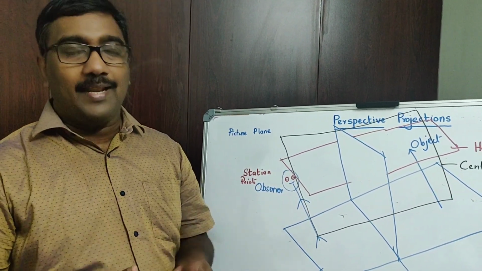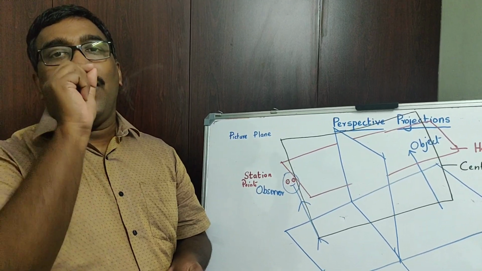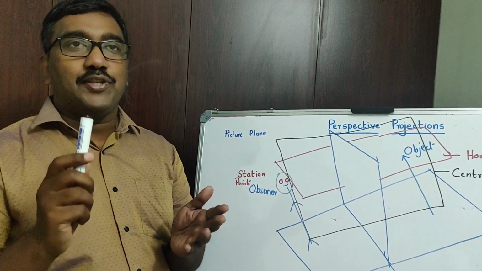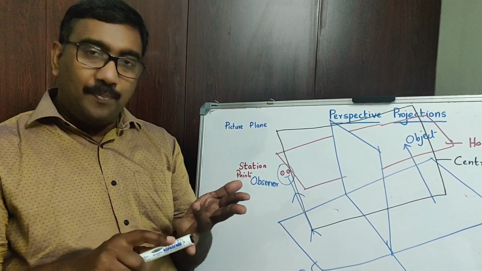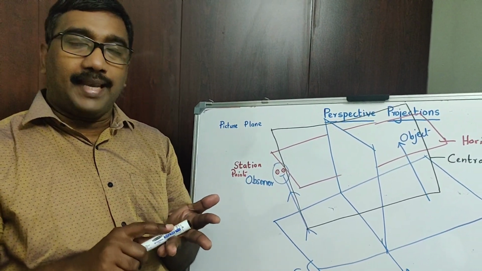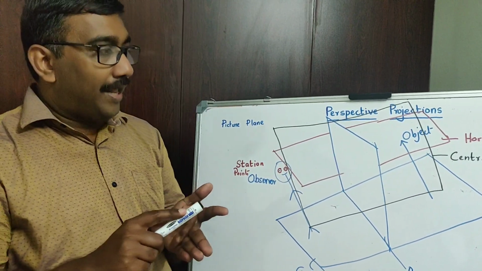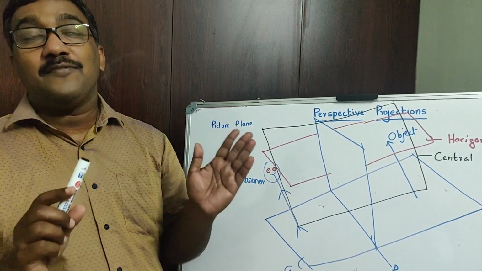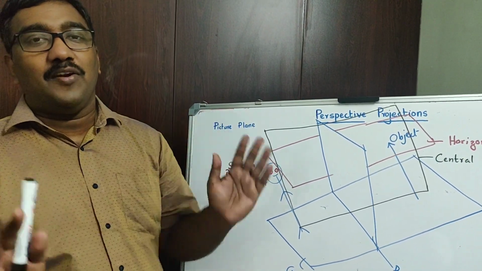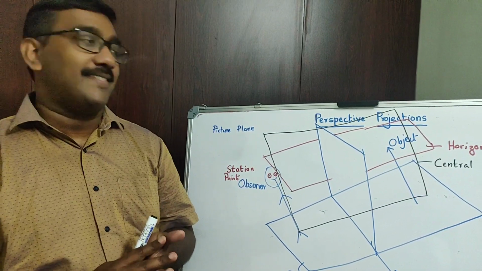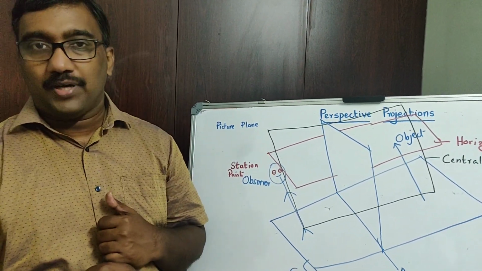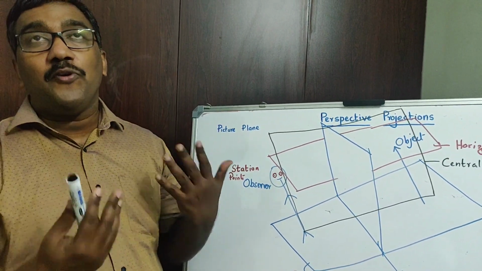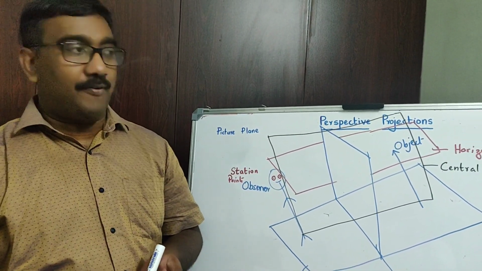Okay. Again, I repeat, when I have the position of the station point, I should have the horizon plane, the ground plane, then central plane, and the picture plane. These four planes should be there. Then only you can exactly locate the station point. Okay. Based on the position of the station point, the final view which you are getting will be different.